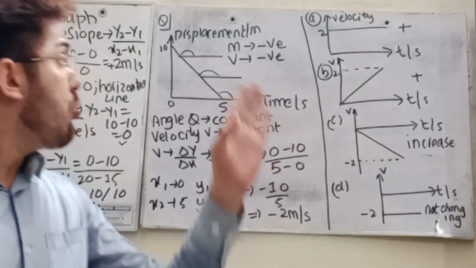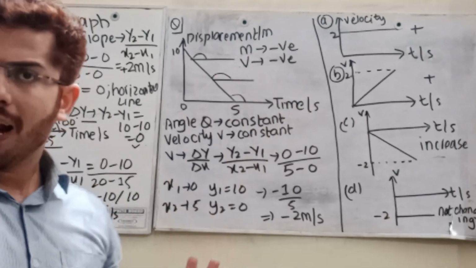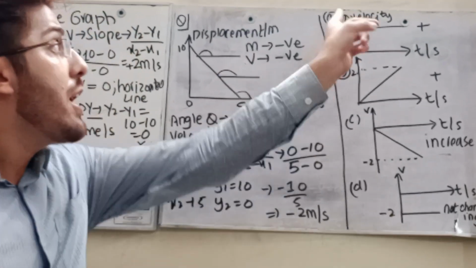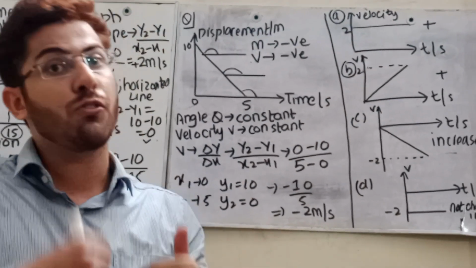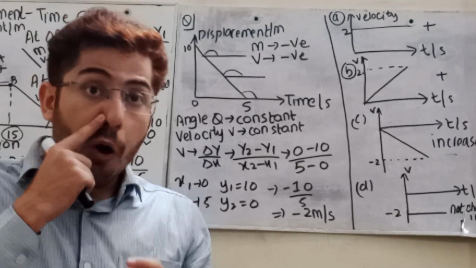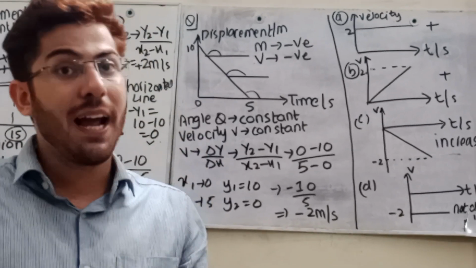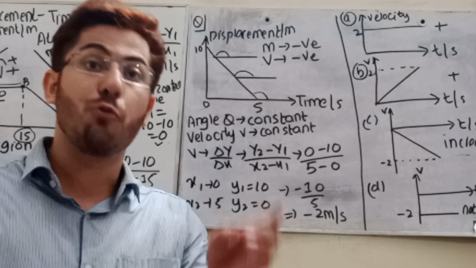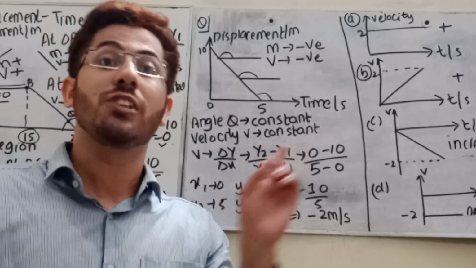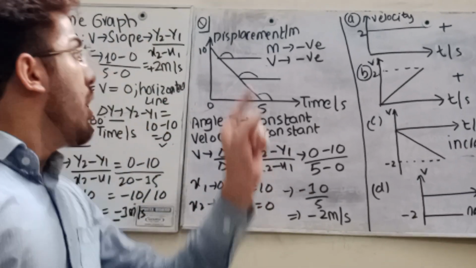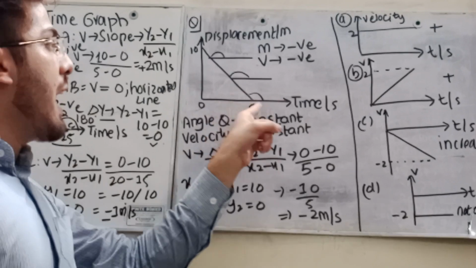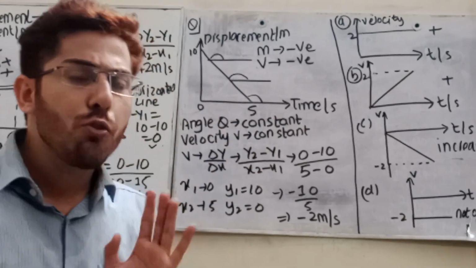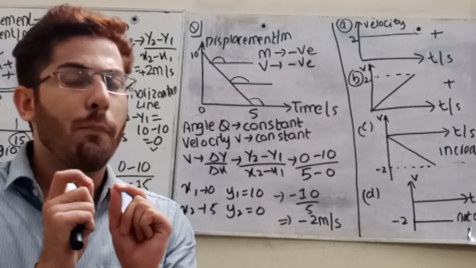Now, student, you have been given a displacement time graph and you need to convert it into a velocity time graph. Yesterday I explained how to convert a displacement time graph into a velocity time graph. If you didn't watch it, you can see the previous video. Now displacement is 20 and time is 5. Student, one by one you are going to apply the concept.